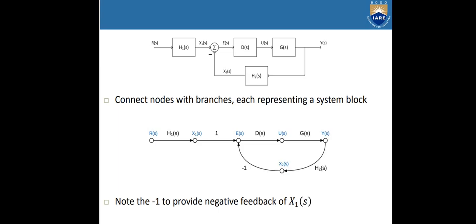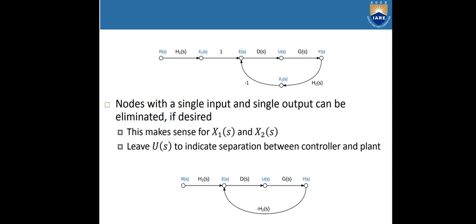Connect nodes with branches, each representing a system block, as shown: R of s, X1 of s, E of s, U of s, Y of s, and this has H1 of s, 1, D of s, G of s, and H2 of s. Note the -1 is provided for the negative feedback of X1 of s.